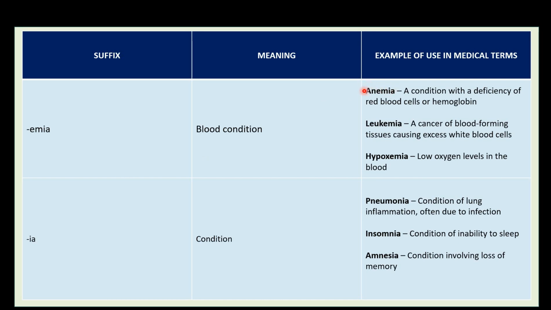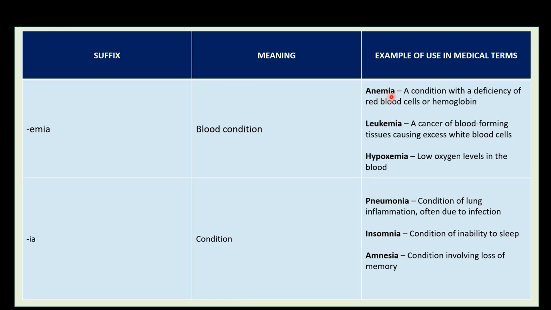For example, anemia. This is a medical terminology, and here we can see emia is a suffix, and we all know that anemia is a condition with a deficiency of red blood cells or hemoglobin. If a patient is suffering from this disease, then you will find all the reports containing this kind of terminology. From the terminology itself, you can easily identify that it is something related to a blood condition. This is how you have to find out the actual meaning of emia present in any terminology.